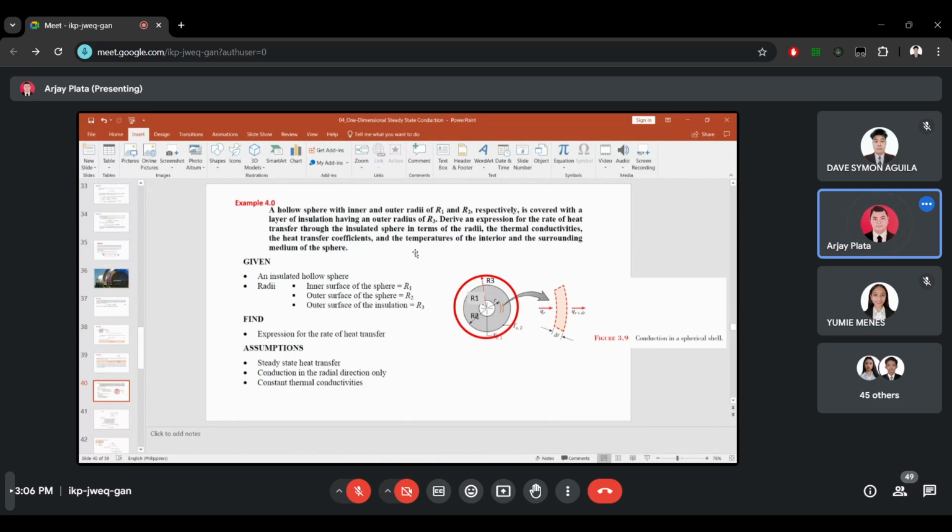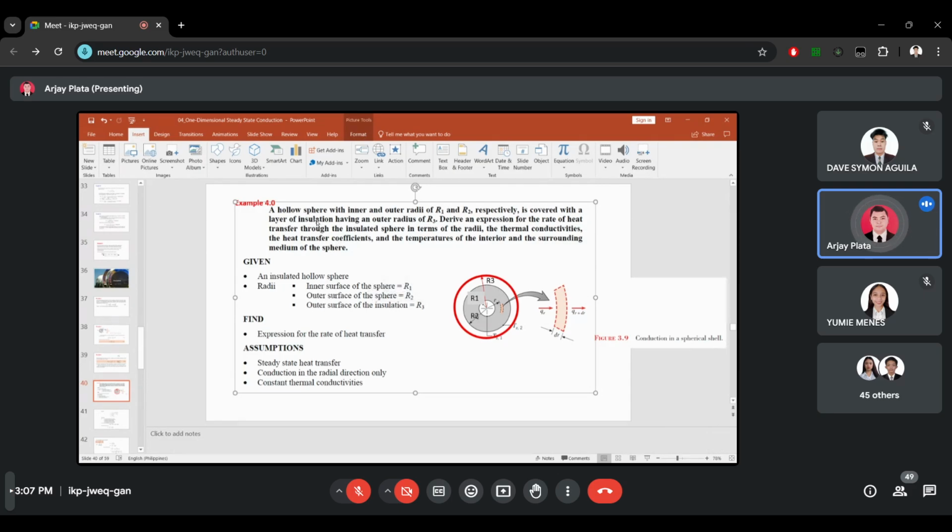So kindly solve this problem. I will give you 5 minutes to solve this problem, or let's say 10 minutes, and then we will discuss.